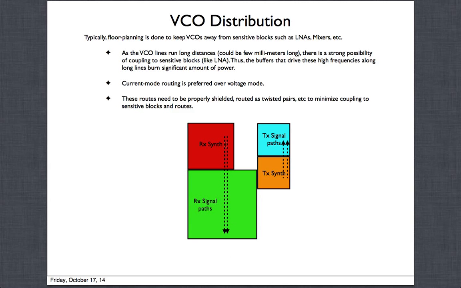And then when you run a line that long, you will do all kinds of shielding and all kinds of good stuff that you want to do, but still coupling becomes a challenge. So when it comes to routing the LO lines or the VCO lines, what do we want to do? We want to keep them small.